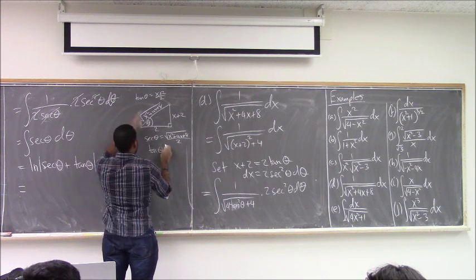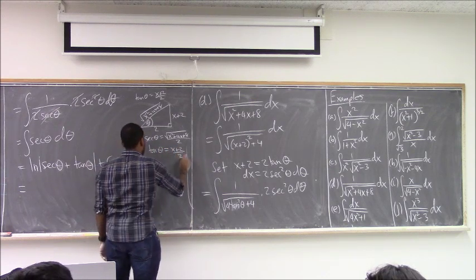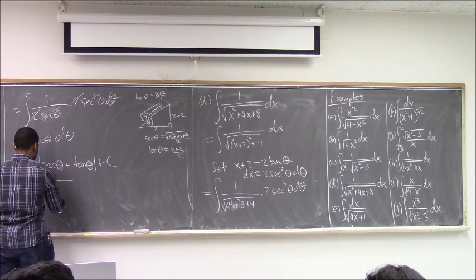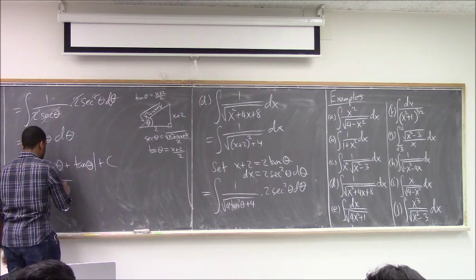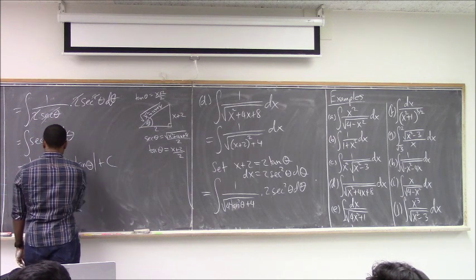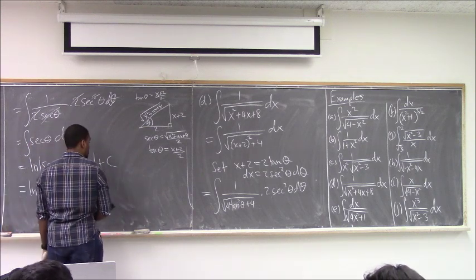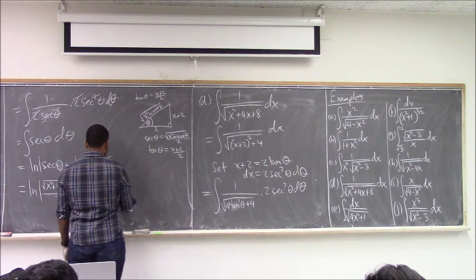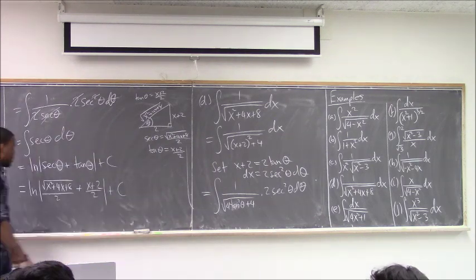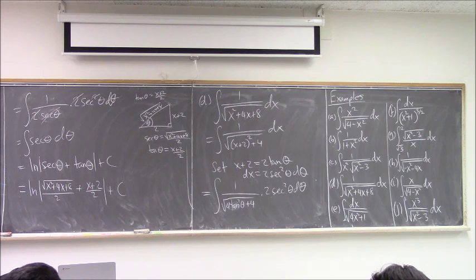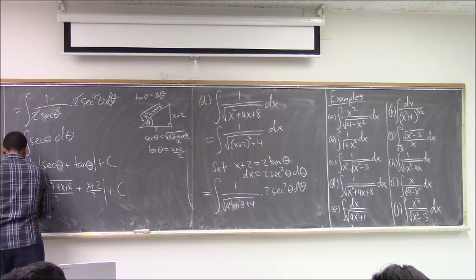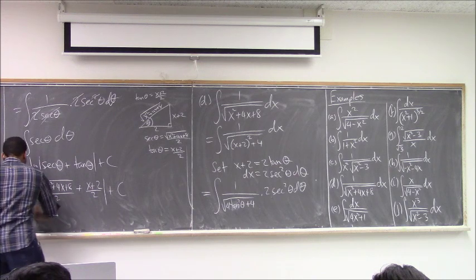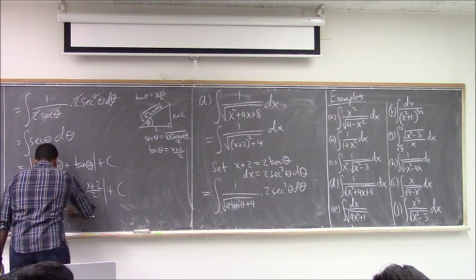Tangent is, well, it's x plus 2 over 2. So I'm just going to plug these guys in. This is ln of the square root of x squared plus 4x plus 8 over 2 plus x plus 2 over 2 plus c. Now, that's the answer. However, if this were a problem from the textbook, you would actually write the answer as this.